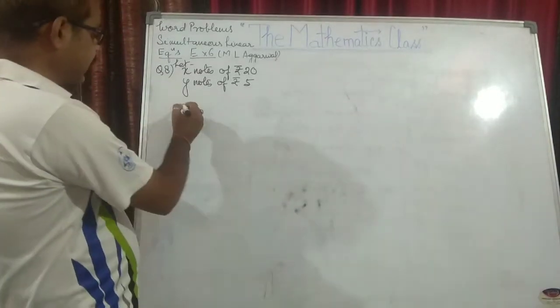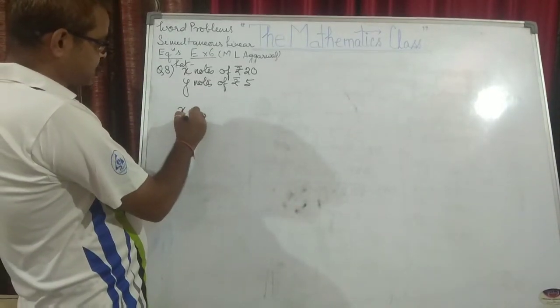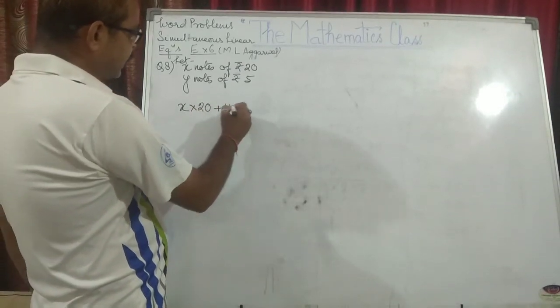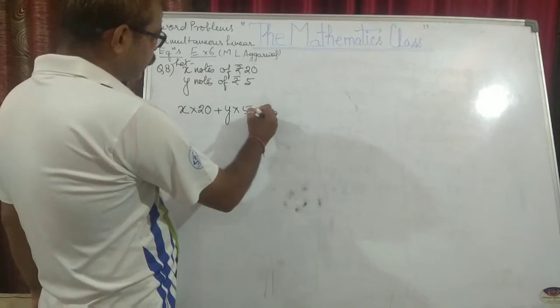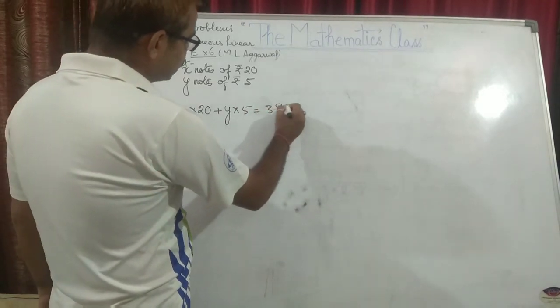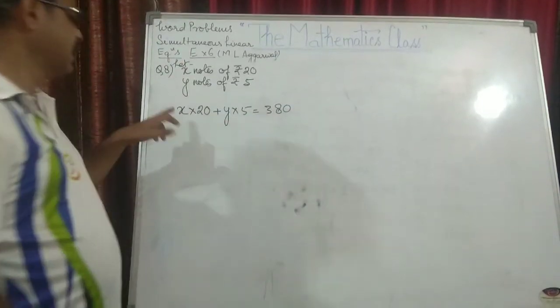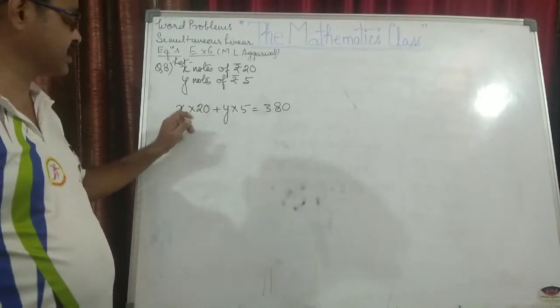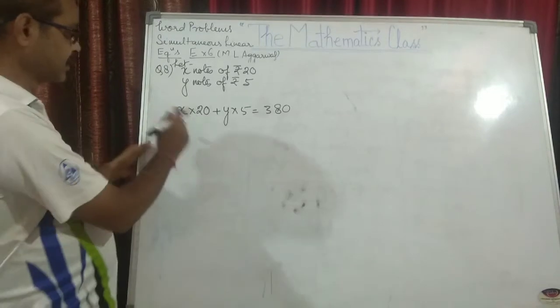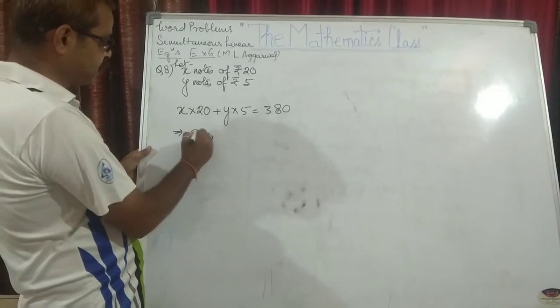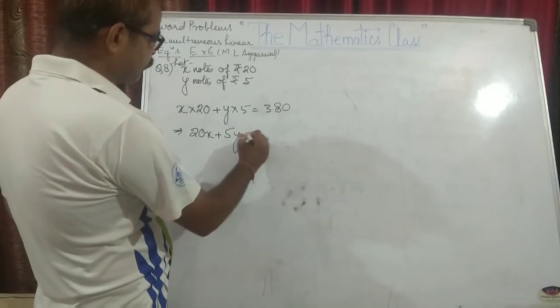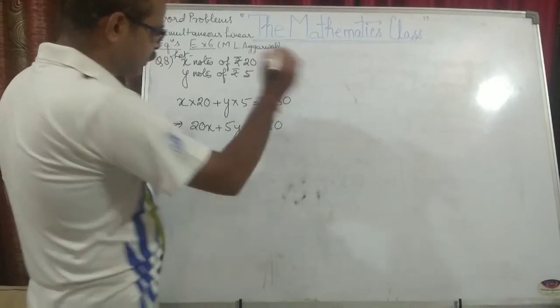So the first equation we are getting is x notes of rupees 20 plus y notes of rupees 5. Total amount is 380. x is the number of rupees 20 notes, and y is the number of rupees 5 notes. This equation can be written in the form of 20x plus 5y is equal to 380.